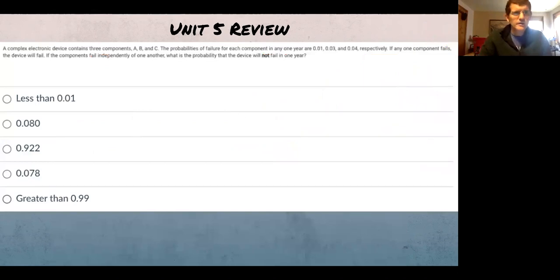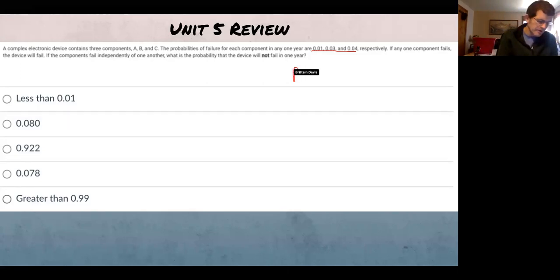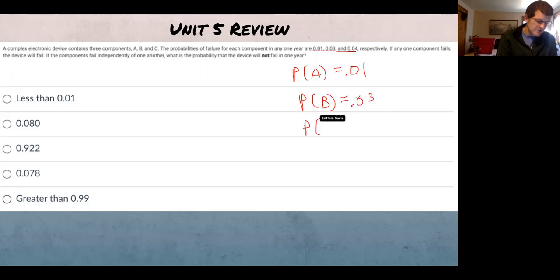The next one, we've got an electronic device that has 3 components. The probability of failures are given right here for each A, B, and C. If one component fails, the entire device fails. So if they're all independent of each other, what's the probability that the device will not fail in 1 year? I'm just going to say the probability that A fails is 0.01. The probability that B fails is 0.03. The probability that C fails is 0.04.